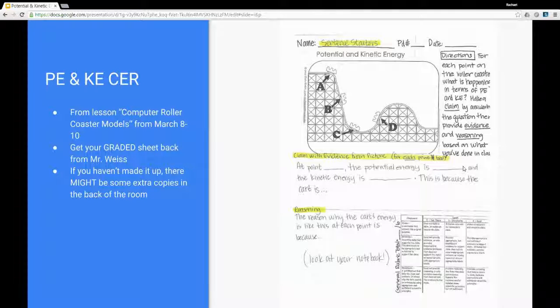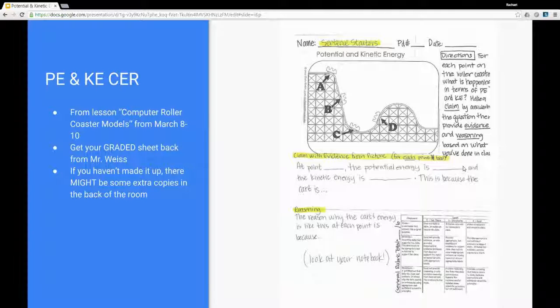So what you're seeing here on the right hand side is actually the image that I had put into the OneNote for you, where I had asked you to use these sentence starters. So the directions say, for each point on the roller coaster, what is happening in terms of the potential energy and kinetic energy. Then I wanted you to make a claim by answering the question and provide evidence and reasoning based on what you've done in class. So I'm going to show you basically what I was looking for in your answers.